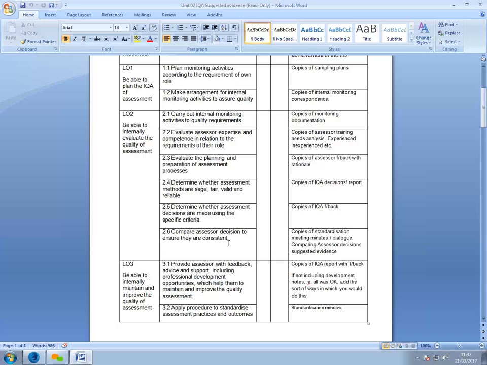And then compare decisions to ensure they are consistent. And this is again, it's dialogue, comparing assessor decisions and suggesting evidence. This is what I'm doing here.